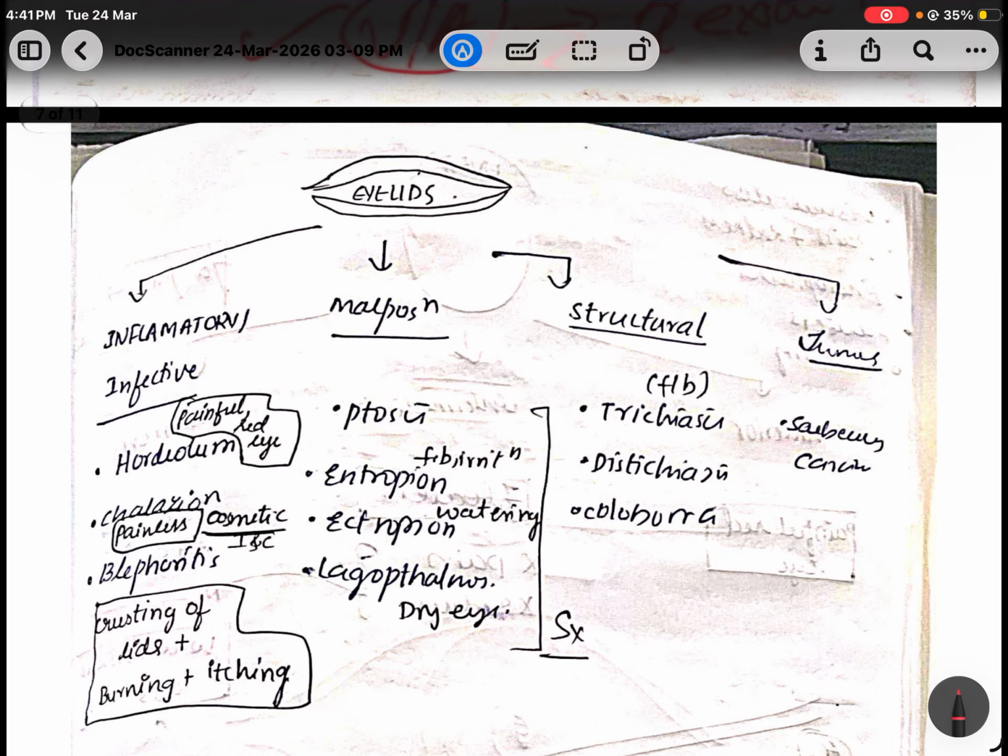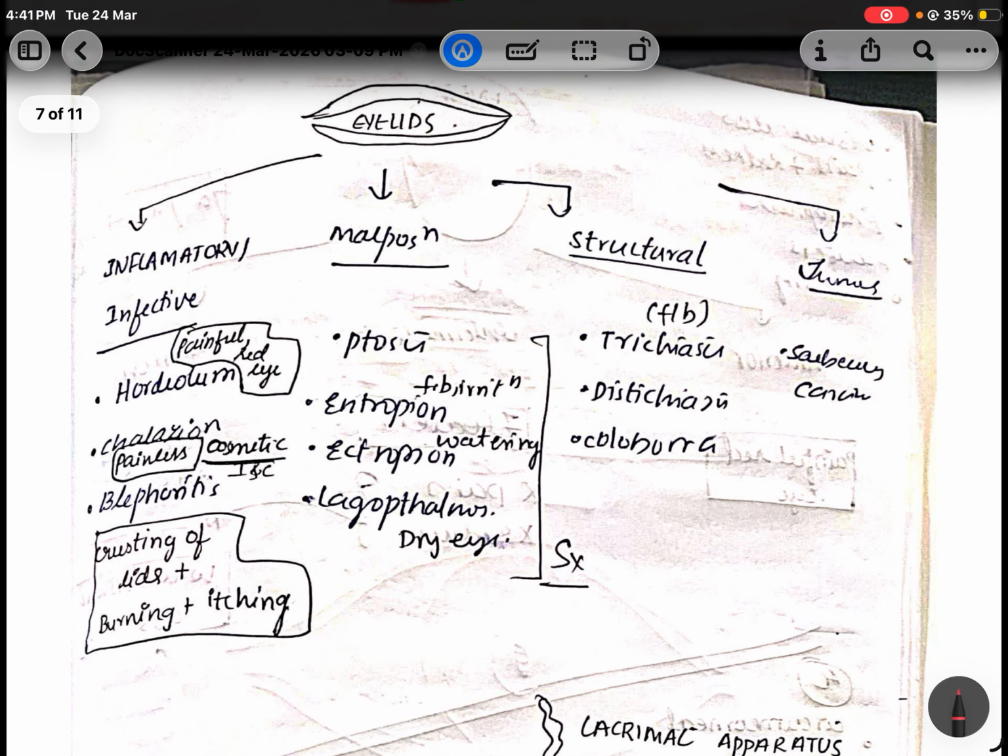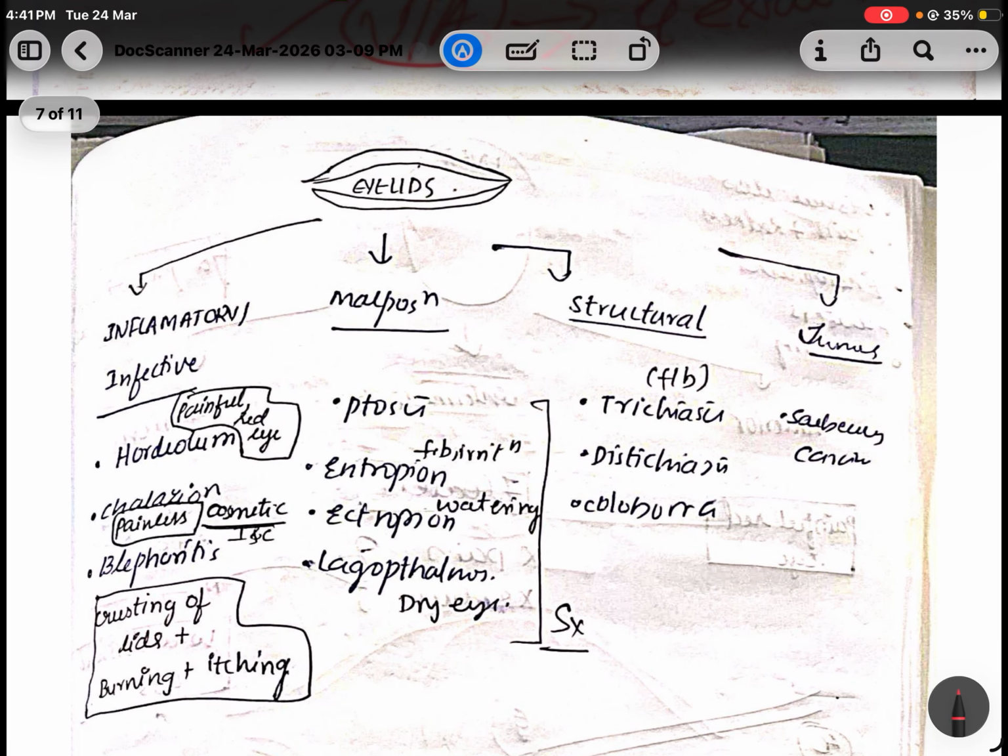Now since we have gone from anterior to posterior, let us look at something which is outside also, that is the eyelids. So basically, the eyelids and the lacrimal apparatus also. Let me draw a lacrimal apparatus. If you have this overview itself, I am sure you can write some clinical features and you don't get confused.